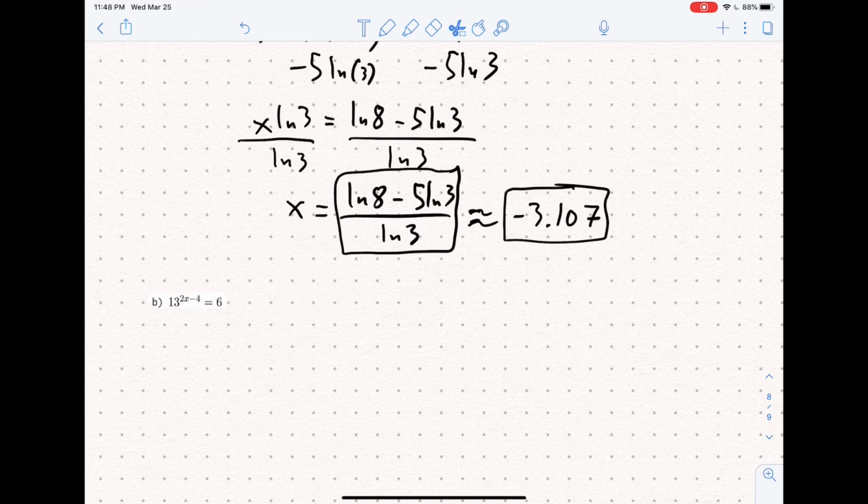13 to the 2x minus 4 is equal to 6. We're going to do the same thing here. It's very similar to the previous problem. We're going to start by taking a logarithm of both sides. Here, I'm going to choose to use a different log. Instead of using the natural log, I will use the base 10 log. Take log of both sides.